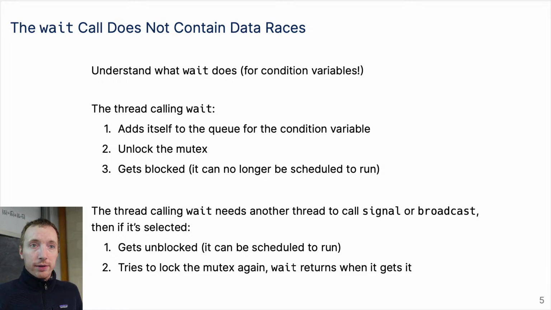So it could call signal on it or it could call broadcast. For the purposes of this, let's just assume signal. So whenever another thread calls signal and wakes up the thread that originally called wait, it will become unblocked so it can get scheduled again. And then the first thing it does before it returns from that wait, it's going to grab that mutex again. So that way you have a property where before the call to wait, it has the mutex locked, and after the call to wait, it also has the mutex locked.